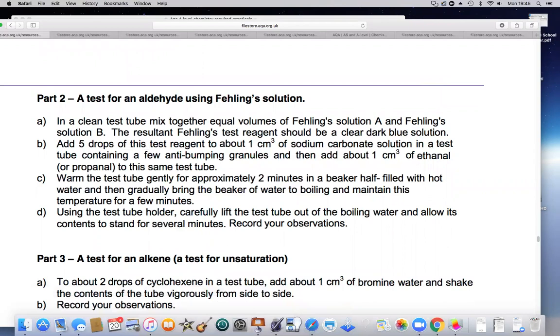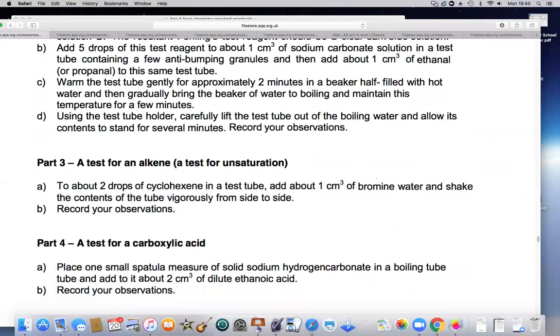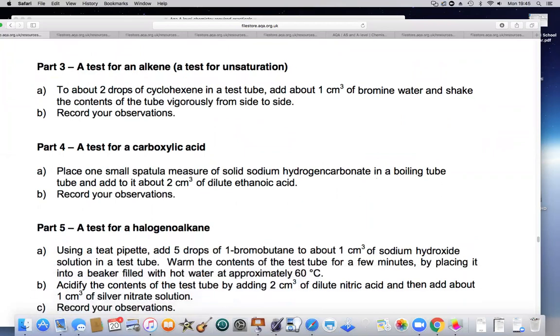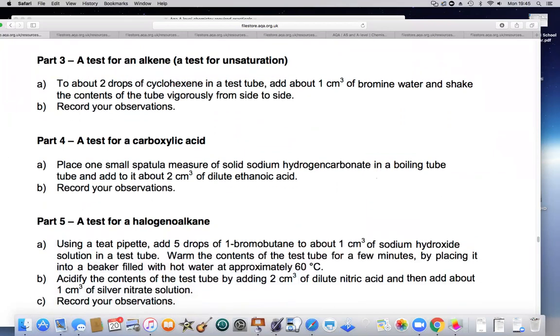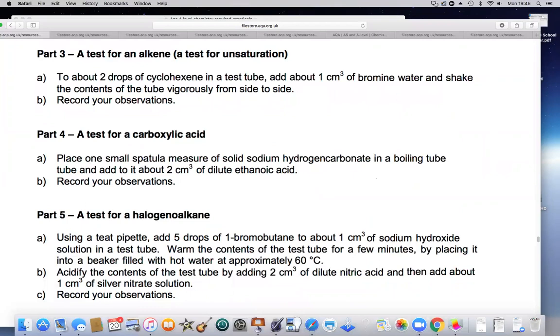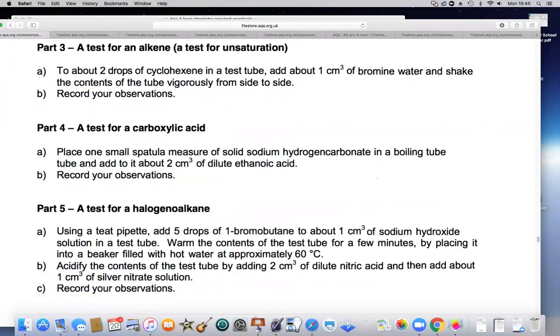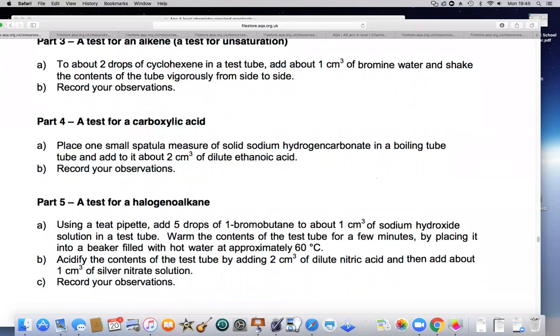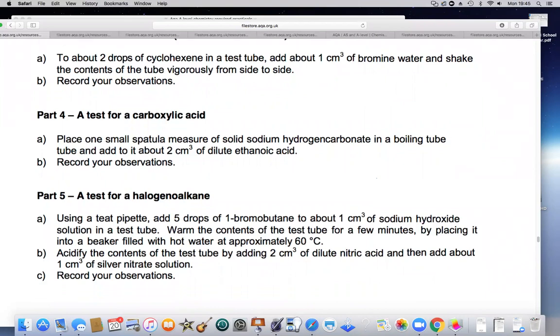Aldehyde, you can use Fehling's solution, which will give you your brick red precipitate, or you can use Tollens' solution, which will give you a silver mirror. Alkene, of course, bromine water, which will decolorize. Carboxylic acid, sodium hydrogen carbonate suggested here. Any metal carbonate or hydrogen carbonate will work fine, and you'll see the effervescence of the production of carbon dioxide. If you wanted to confirm it's carbon dioxide, you'd of course collect the gas and put it through lime water.